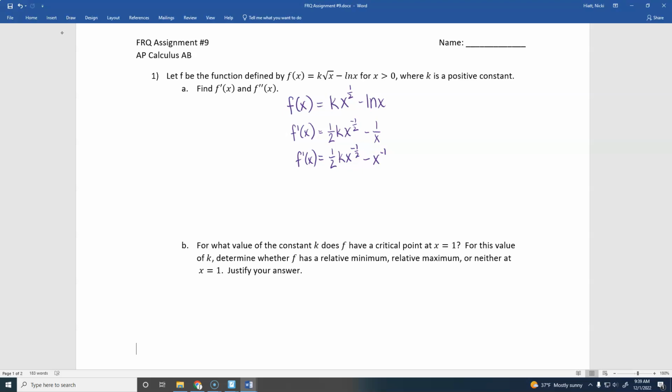And they also ask us for second derivative, so we're just going to do that power rule one more time. So we'll get negative 1/4 kx to the negative 3/2 plus x to the negative 2. I did not have to use a product rule right here because k is just a coefficient. K is like a 3 or a 7 or a 2. We don't know what it is, but it's just a positive number. If k was actually a variable, then we would have to use a product rule, but we don't.